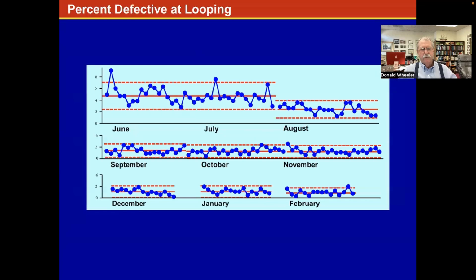Well, how'd they do? The overall record of the looping department was one of continual improvement. The first month, the percentage of defective pieces dropped from 4.8% to 2.4%. The following months, it rarely rose above 2%. By February, it was down to an average of 0.8%. This is an 83% reduction in the number of defective pieces produced, and this reduction was accomplished in a period of 7 months.